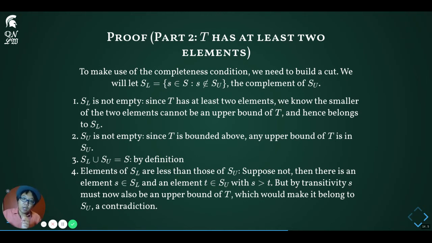That SL union SU is the whole of S is by definition. Finally, we need to check that elements of SL are less than elements of SU. We can argue by contradiction.